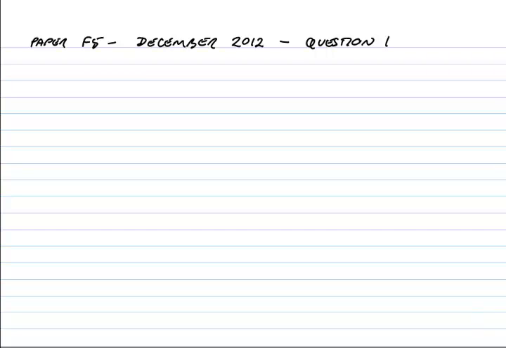Okay, we're going to go through question 1 from the paper F5 2012 exam. So make sure you've got the question in front of you. If you haven't, then you better pause this and print it out from the ACCA website. However, let's have a look at the requirements.